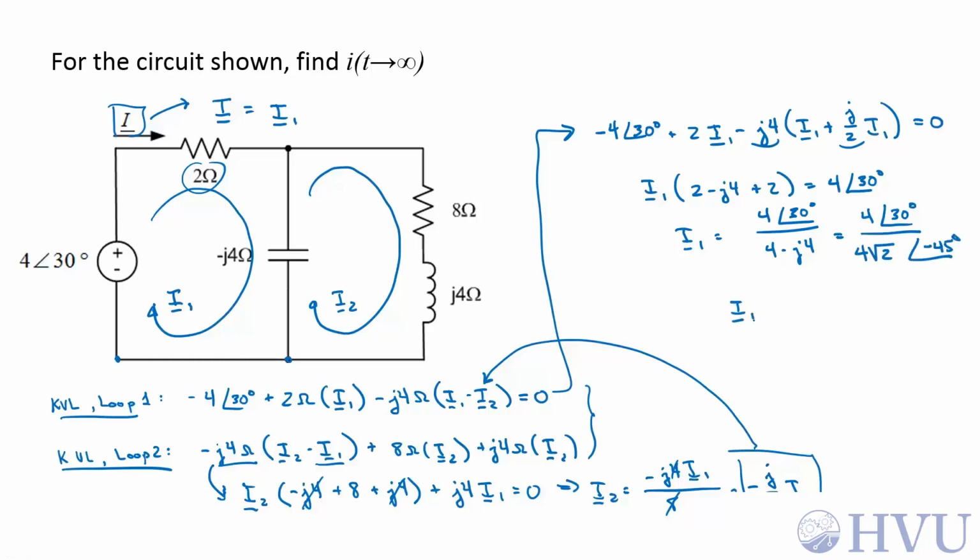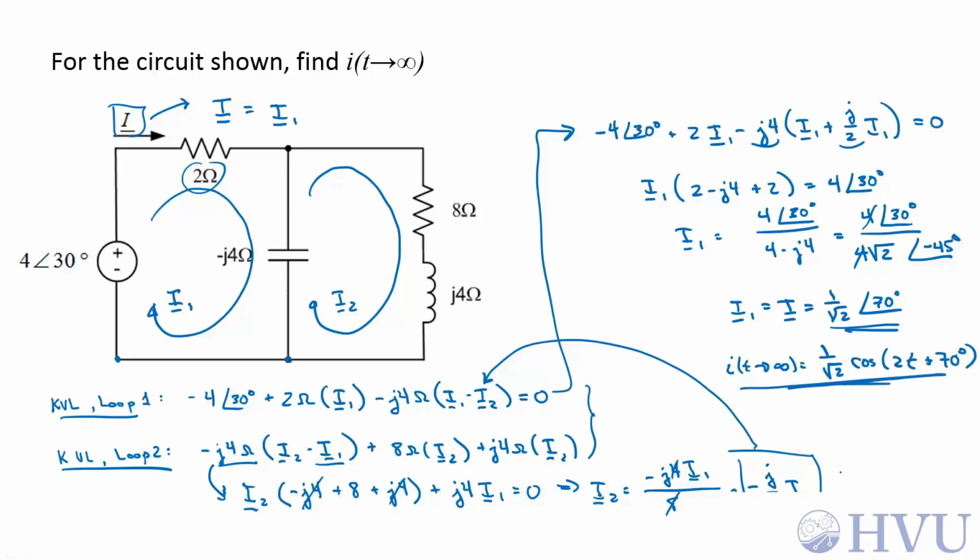So I1 is equal to I, which is equal to, the 4's cancel, 1 over root 2 at an angle of 30 minus a minus 45, which is plus 70 degrees. That's the same answer we got before. So I, as t goes to infinity, is 1 over root 2 cosine of 2t plus 70 degrees. And luckily the answer we get doesn't really depend upon the analysis choice we use. This is probably a bit more work than circuit reduction, but not a lot.